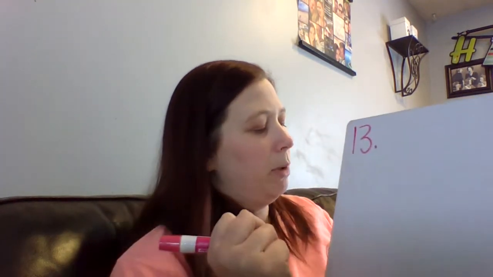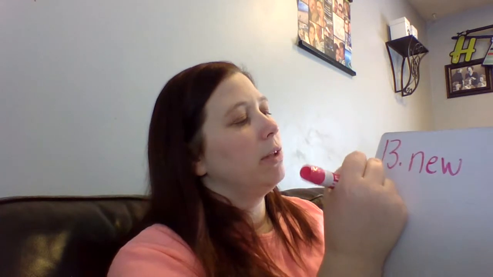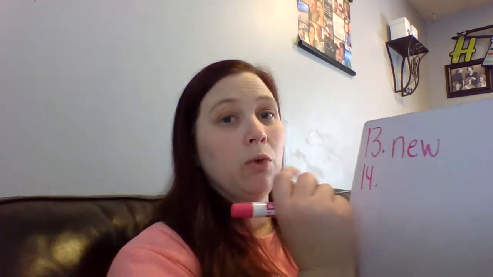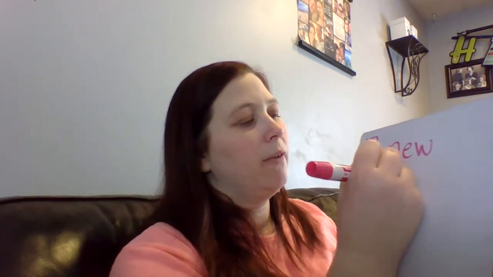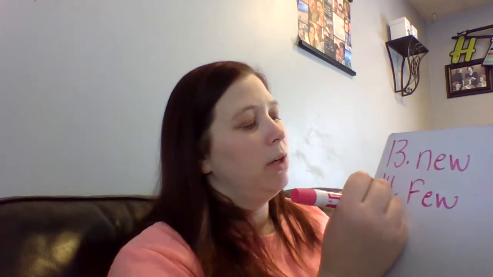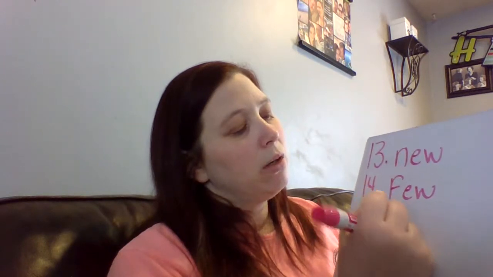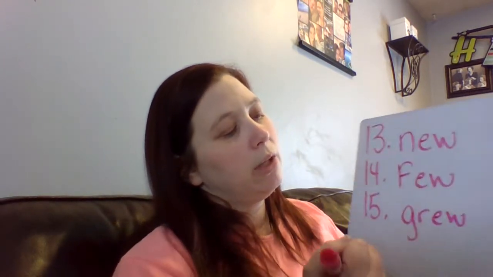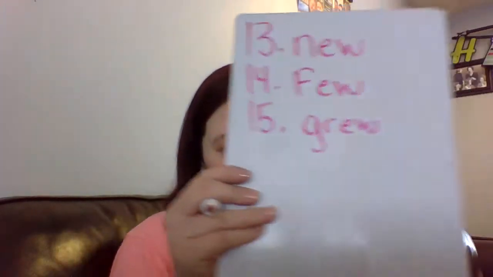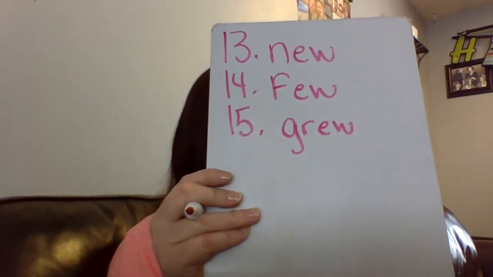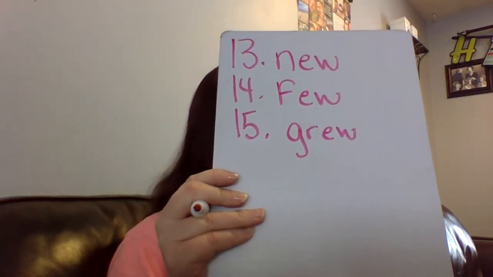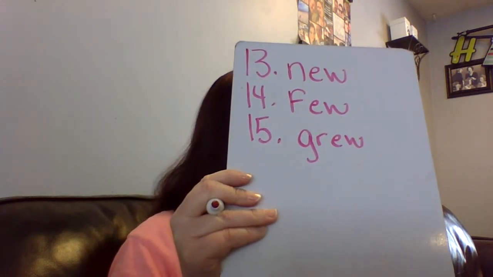All right. On number 13, we are going to spell the word new. So we have an N, and then U, or EW digraph. Number 14, few, again, F, and then U, or EW. Number 15 is grew, G, and then our U, EW. All right, make sure you have those written down, and then we're going to move on to code our words.